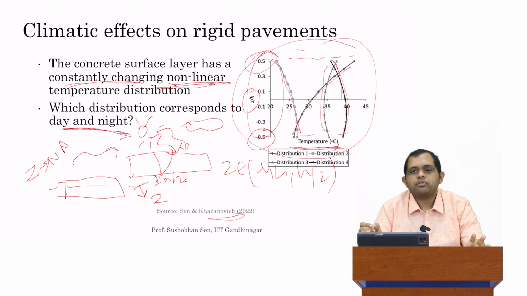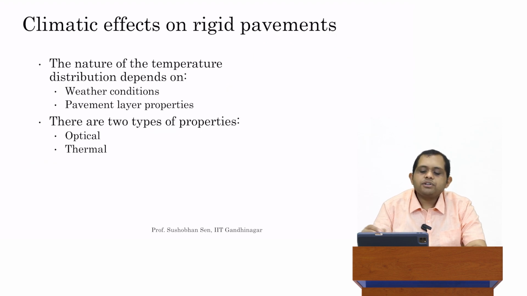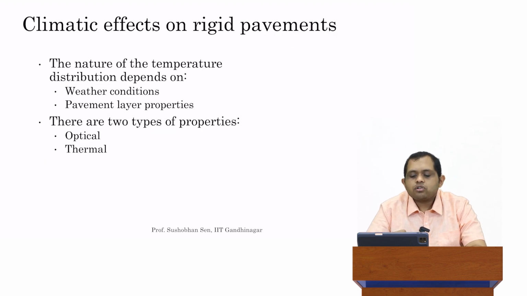Both are controlled by the amount of sunlight, which is of course 0 during the night. So I will leave you with that question to ponder over, and in the next lecture, I will give you the answer. But for today's lecture, let's continue to understand the climatic effects on rigid pavements, particularly related to temperature.